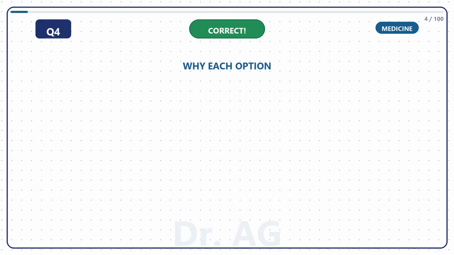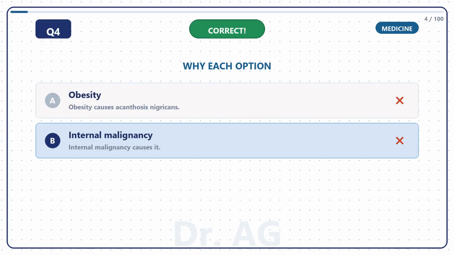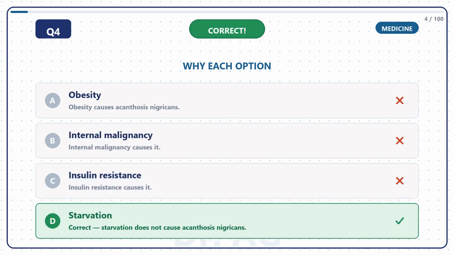Starvation. Let's go through the options. Obesity. Obesity causes acanthosis nigricans. Internal malignancy. Internal malignancy causes it. Insulin resistance. Insulin resistance causes it. And the correct answer is starvation. Correct. Starvation does not cause acanthosis nigricans. So, the right answer is option D.